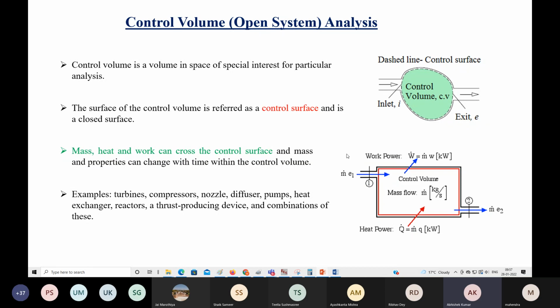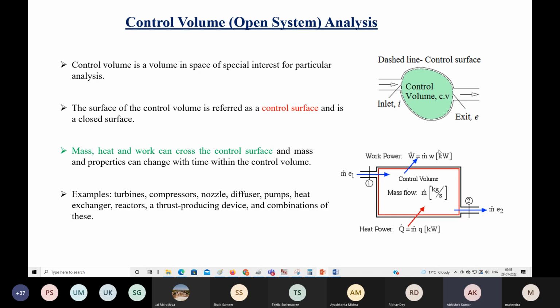So in this control volume or open system, the mass, heat and work, as you are seeing over here, will be crossing the control surface. Like all the devices, if you see, examples are given. The turbine itself you can take.